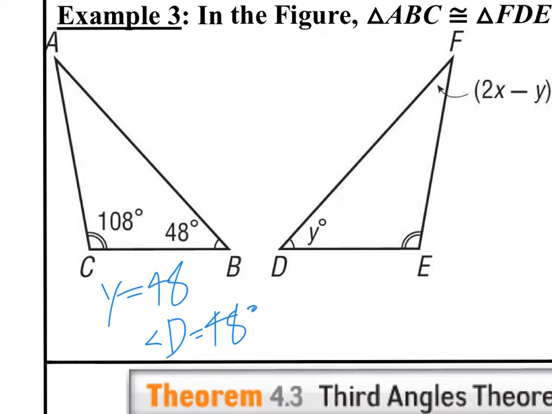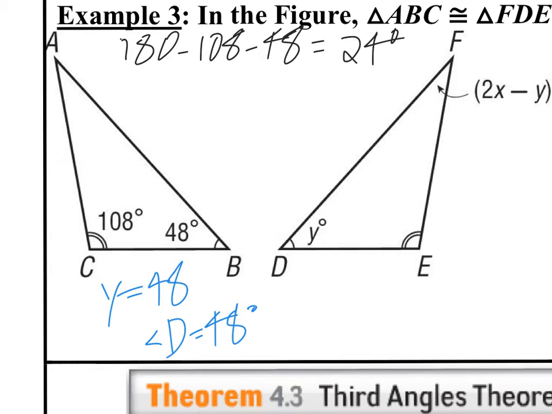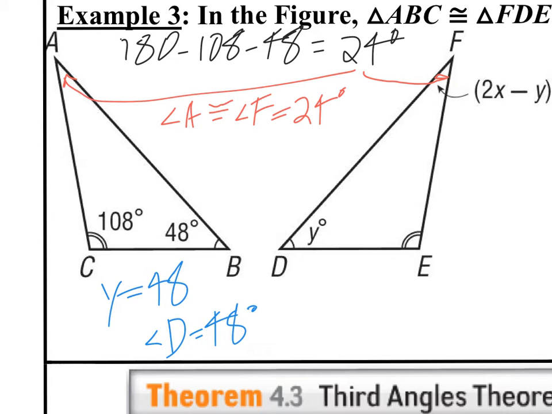Next, I'll move on to angle F. Angle F is 2x minus y, and that's going to correspond with angle A. But we don't know the measure of angle A yet. But you know that all the angles in a triangle add up to 180 degrees. And so if you subtract out the two that you know, 108 and 48, you're going to get, what is that, 24? Yeah, that's 24 degrees. So we just figured out that 24 degrees goes here, and because it corresponds with angle F, it also goes there. So that's going to be the measure of angle F.